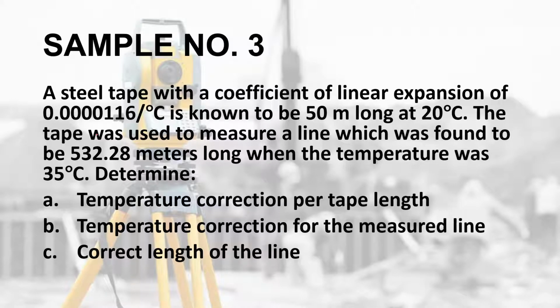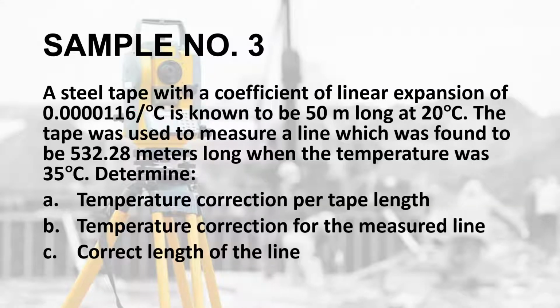So, the questions are: what is the temperature correction per tape length? What is C sub T? What is the temperature correction for the measured line? So, what is C? That was in last week's lecture. And then C, the correct length of the line. So, what is the corrected length of our line?